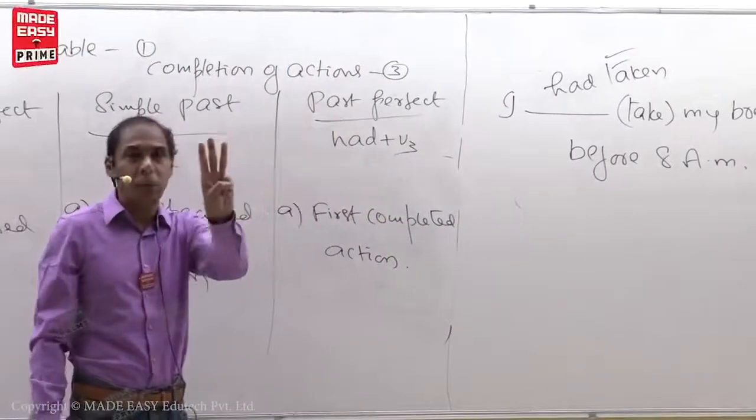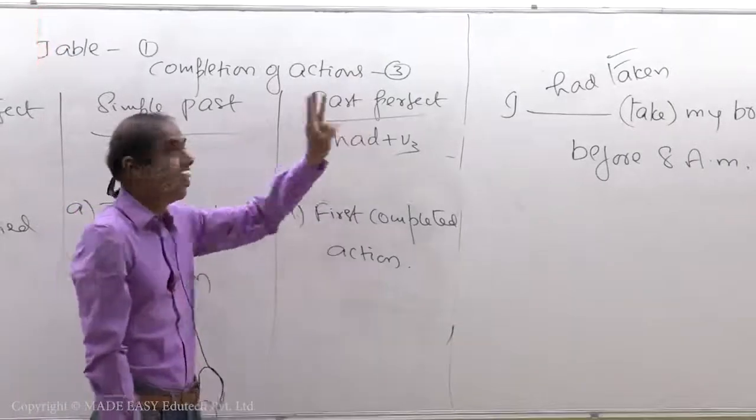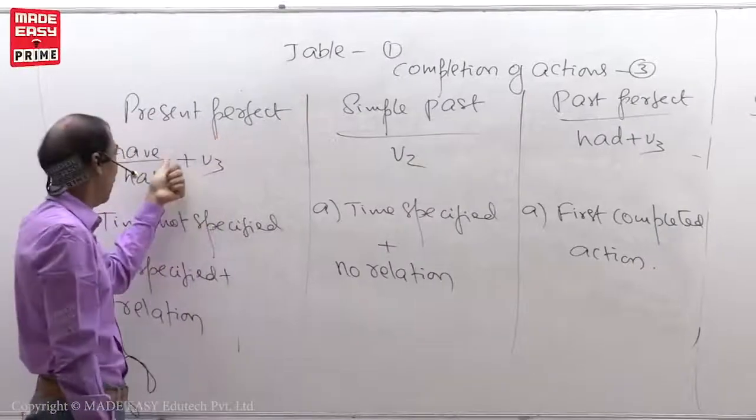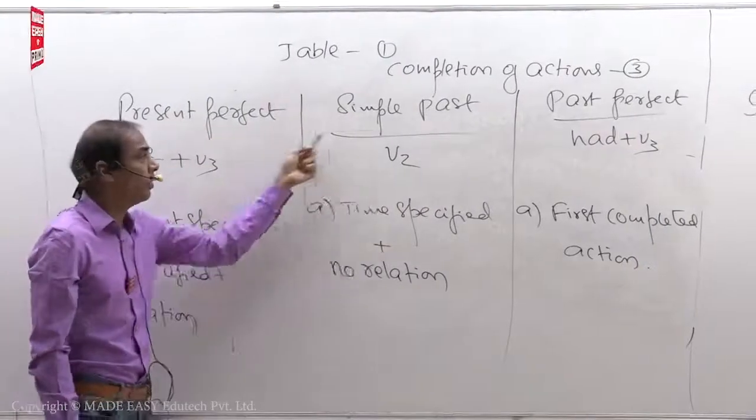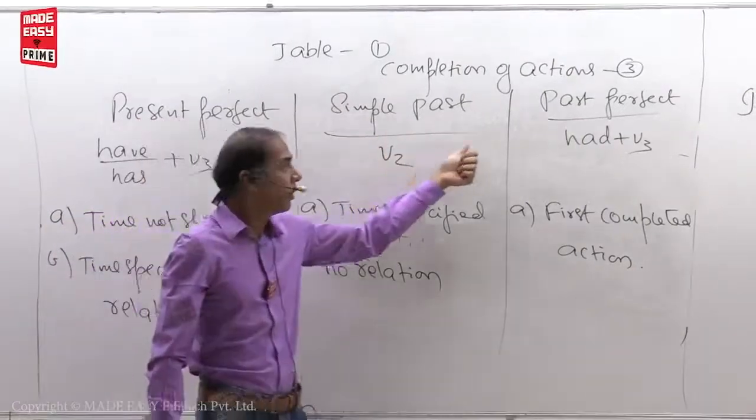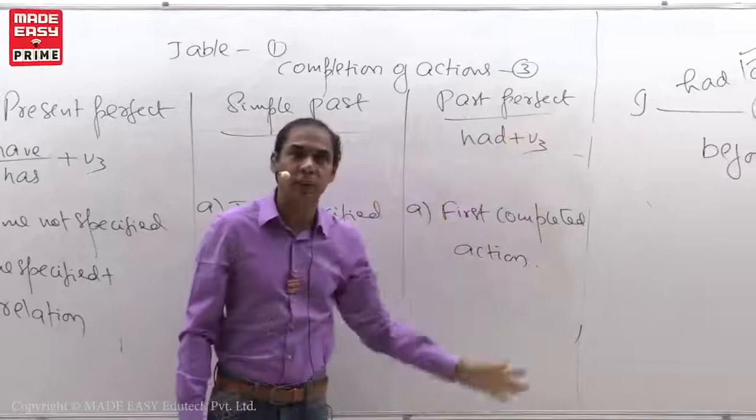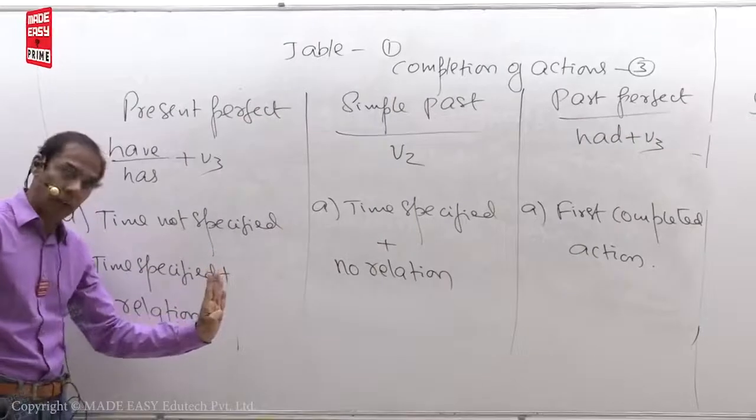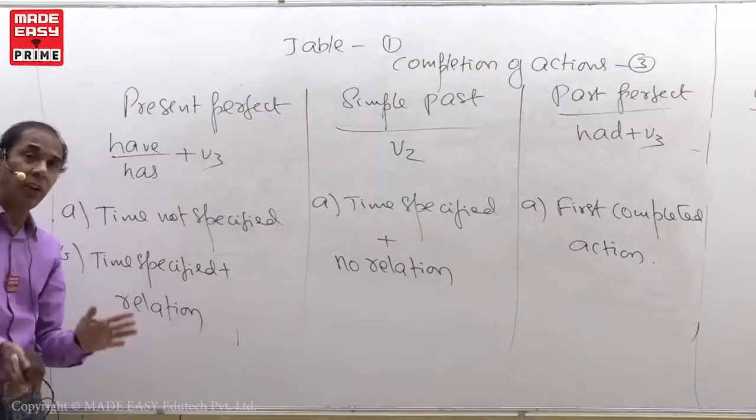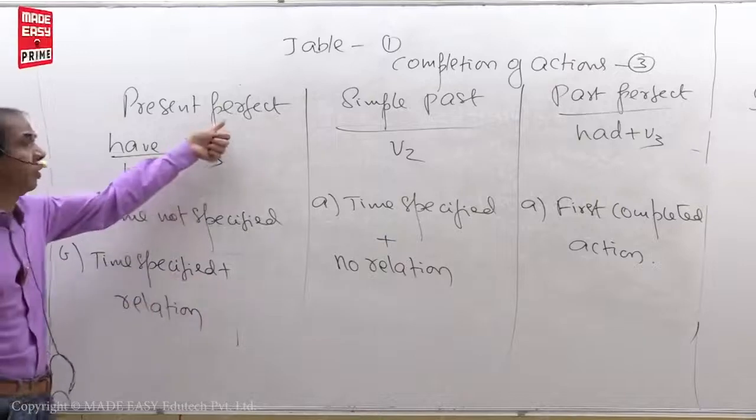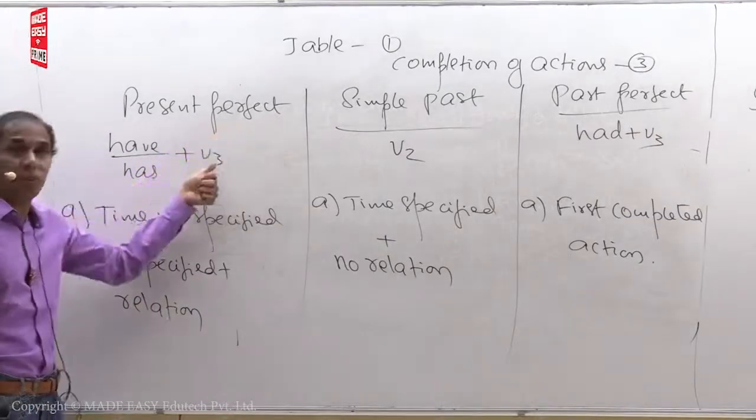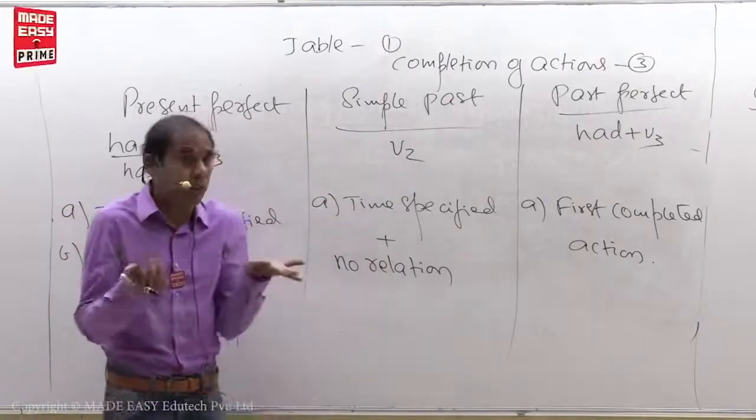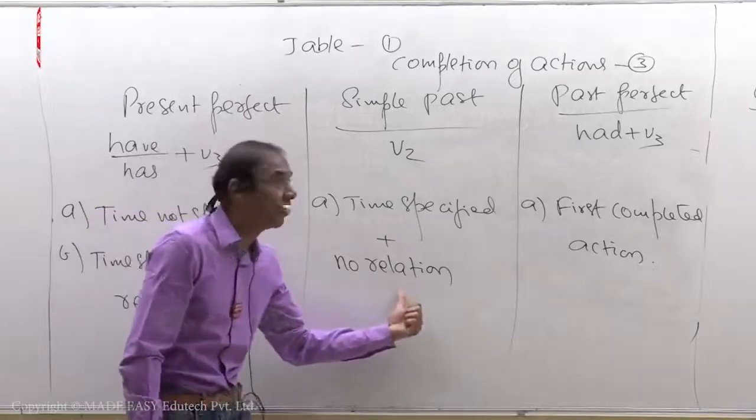To express completion of actions, we can use three formulae in English. One, present perfect. Formula have by has plus V3. Two, simple past. Formula V2. Three, past perfect, had plus V3. When can we use present perfect? When the time is not specified. Right? Next, when the time is specified, if we have relation, then also you can use present perfect tense. It means present perfect tense is used in two situations. Next, simple past. When the time is specified, if we have no relation, then you have to use past tense.